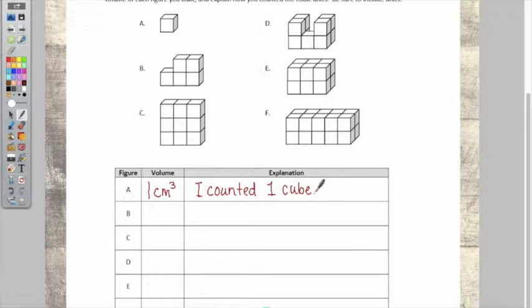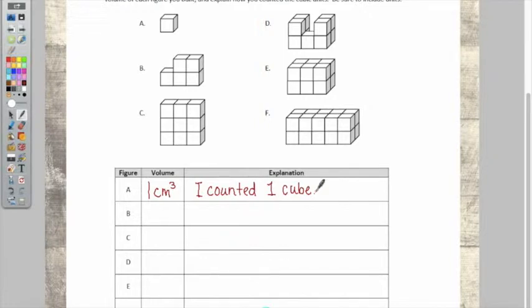Okay, now for figure B, I want you to build it with your cubes. It's important that you do it both ways because it uses different parts of your brain. So once you're finished writing that, build figure B with your cubes. Now, build it now. Take your cubes and build figure B.